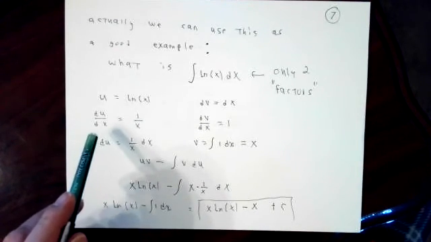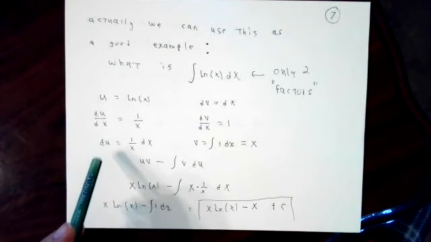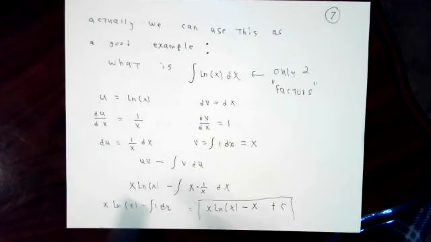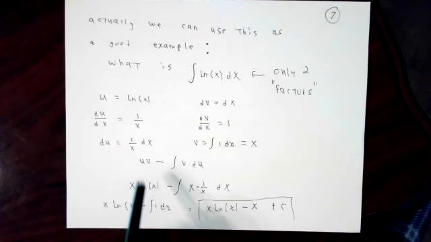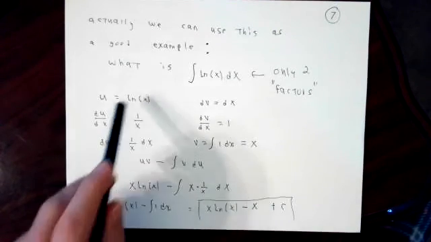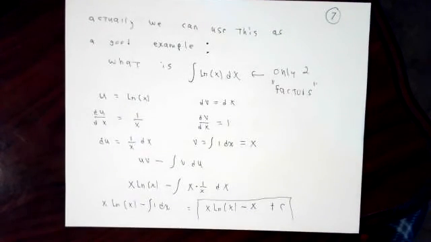The derivative of u with respect to x is 1 over x. du is 1 over x dx. On the other hand, if dv is dx, that means the derivative of v with respect to x is 1. v is an antiderivative of 1, and the simplest thing I can write down is x. So I'm going to write down the integration by parts formula: u times v, that would be x times natural log x, minus the integral of v du.